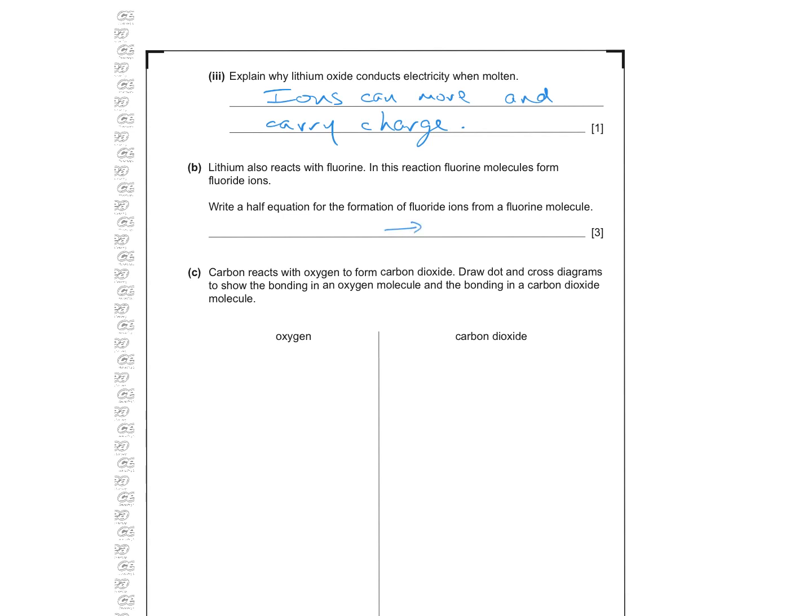I'm going to put in the arrow. That shows the formation of. And even if you're not sure how to go about this, you've got to try and still pick up some marks. So we've got to do the formation of fluoride ions. Well, fluoride ions are F-, and these are formed from a fluorine molecule. And a fluorine molecule is F2.